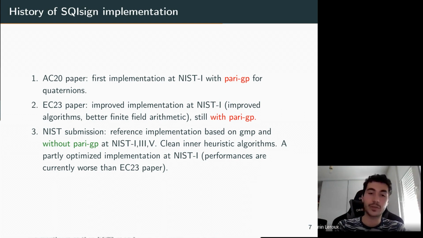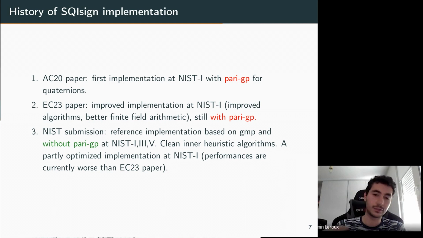Some are theoretical improvements on the algorithms. Then we also improved the finite field arithmetic and this type of things. Still, it used PARI/GP, but it was already much faster. And the thing is that for the NIST submission, we wanted to have a reference implementation with almost no dependencies. So we had to start from scratch, essentially to remove the PARI/GP dependency, and obviously to have an implementation for all three levels of security.